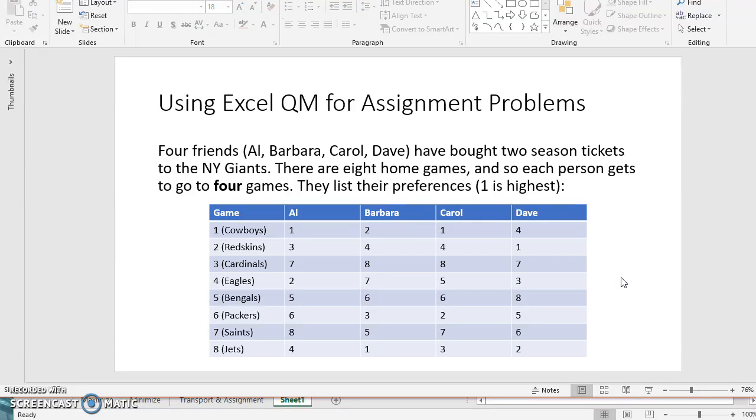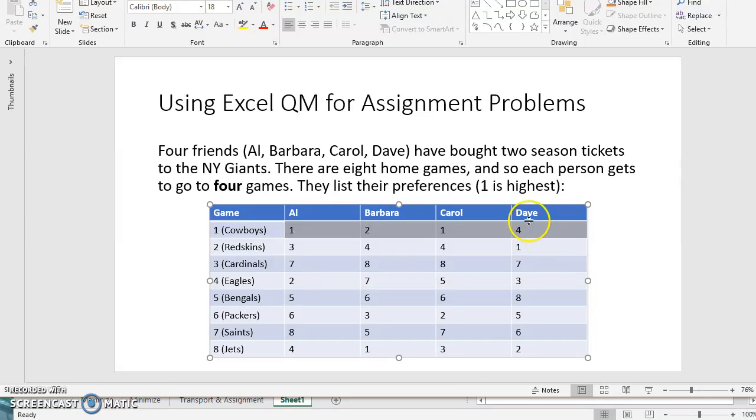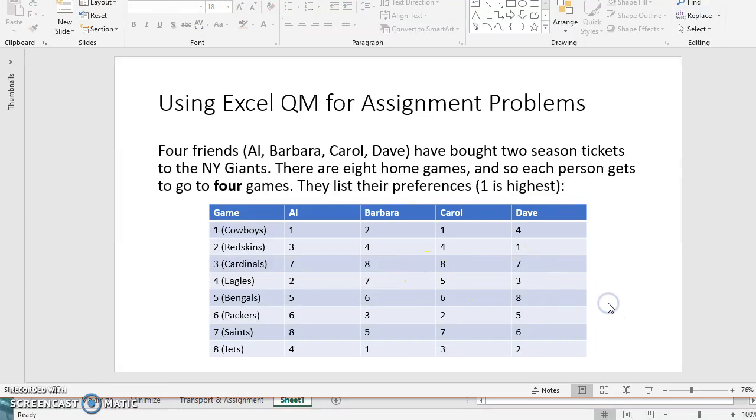So the goal here is to figure out who gets to go to which games. Only 2 people can go to one game at a time. 2 people to each game, to make everybody the happiest. And since the preferences are from 1 being the highest to 8 being the lowest, we're going to want to basically assign these people to these games and minimize the scores, minimize their values.